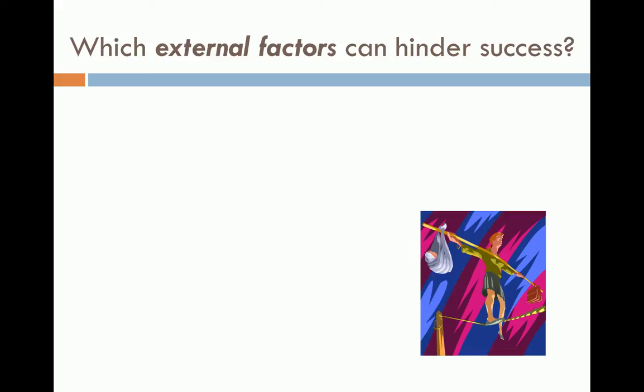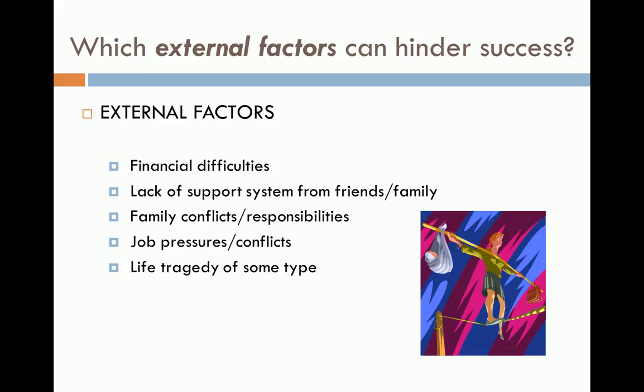When barriers to your success come in the form of life circumstances outside of yourself, which you may have little or no control over, we can classify those barriers as external factors. These external factors can include reasons such as financial difficulties, which may cause an inability to afford books or other school supplies, transportation, rent, or any personal necessities; a lack of solid support system from your family or friends; family conflicts or responsibilities may get in the way of school.